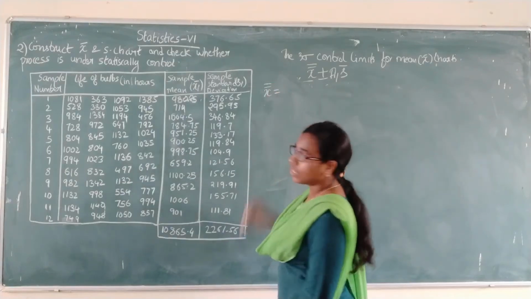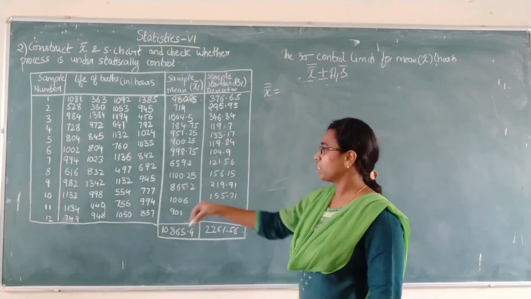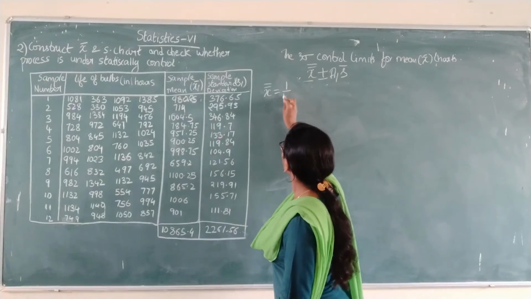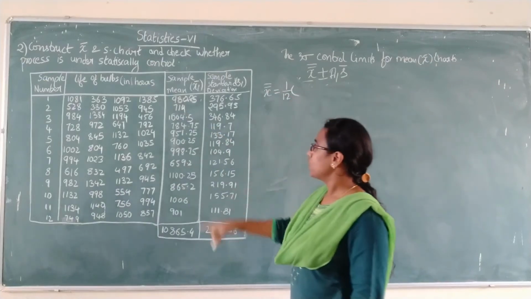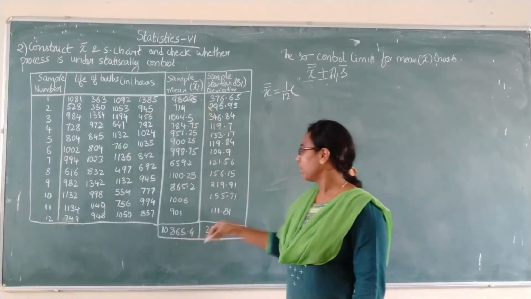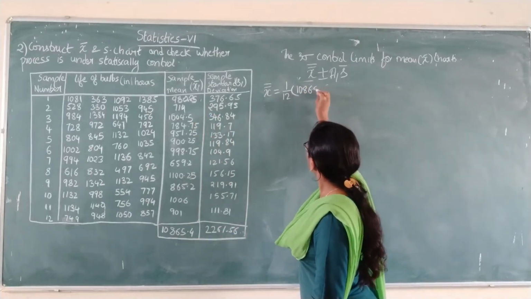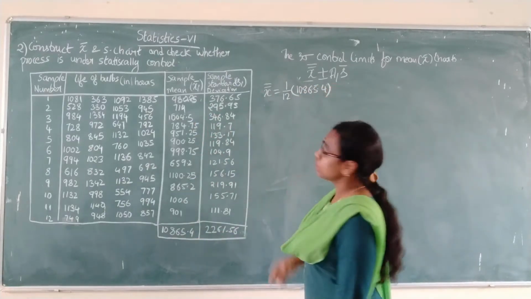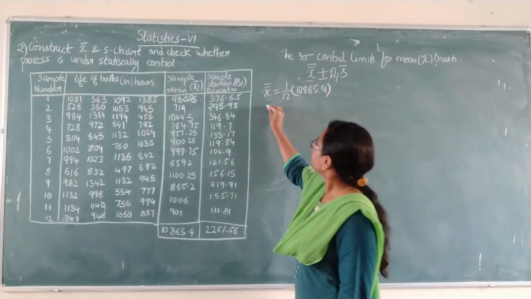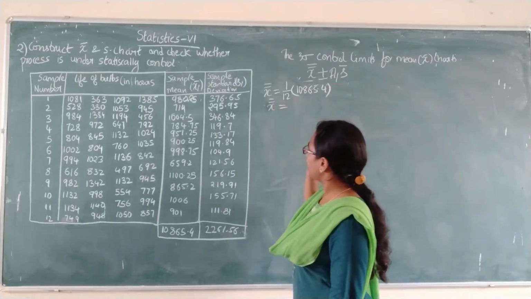Now next you find out the x double bar value. X double bar is 1 by k. What is the k value? 12. So 1 by 12 into, what is the summation of xi bar? 10865.4. So this is x double bar. Find out the x double bar answer.